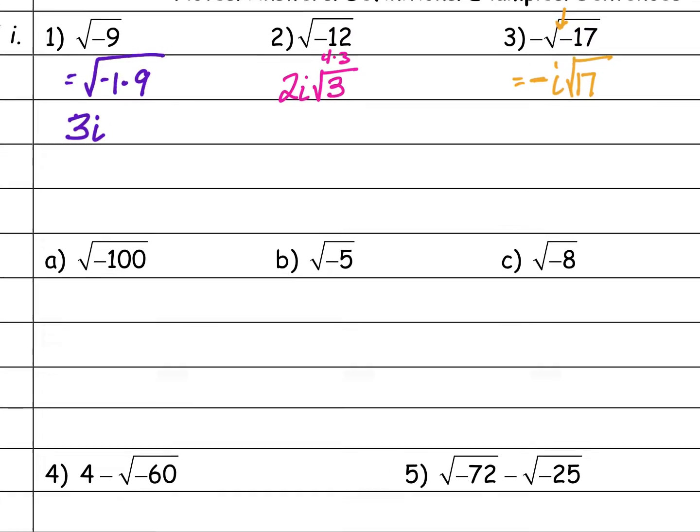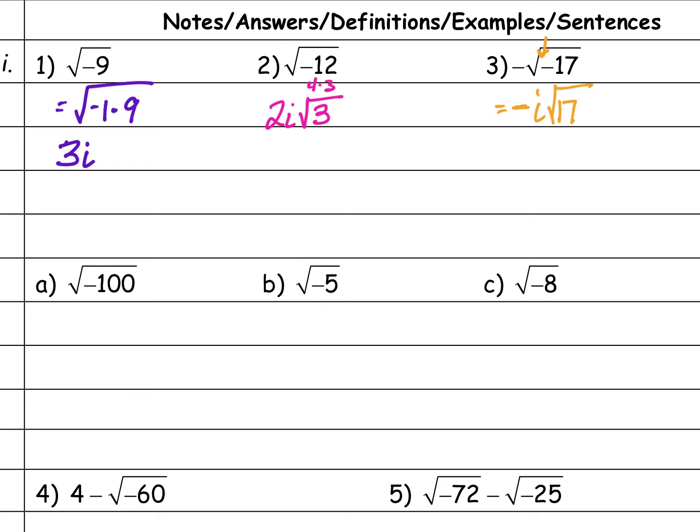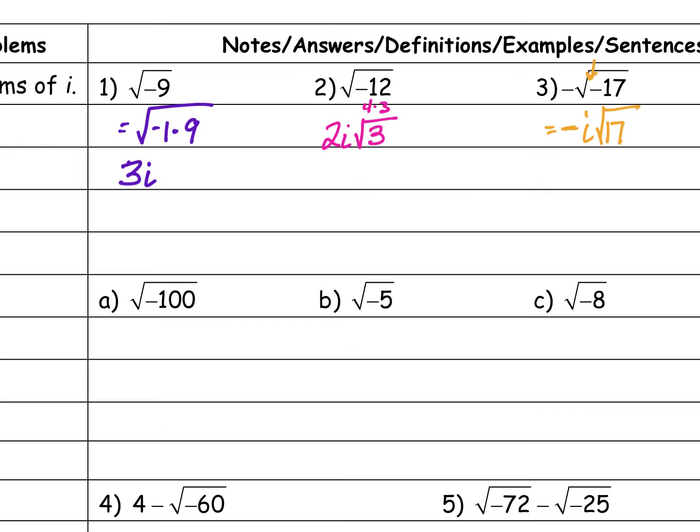Wait, number 1? Where did the -1 come from? -9 is just -1 times 9. So you're just using the definition of what i is, which is the square root of -1. I should have taken this one more step further and written this as the square root of 9 times the square root of -1, right? And now I can write this as 3i.